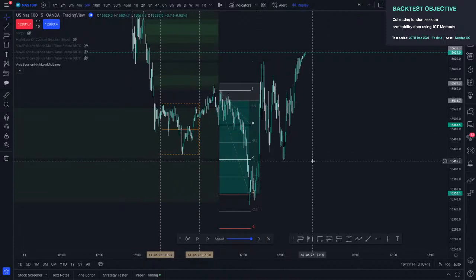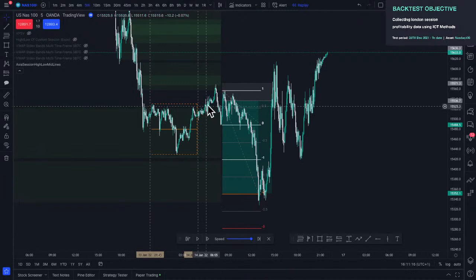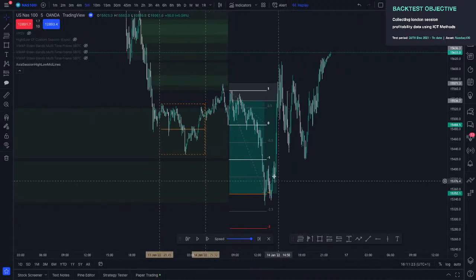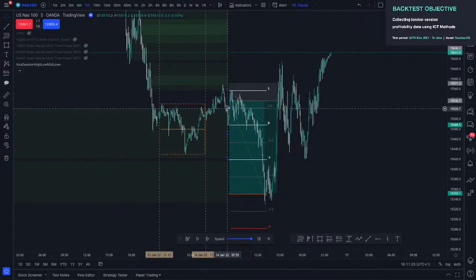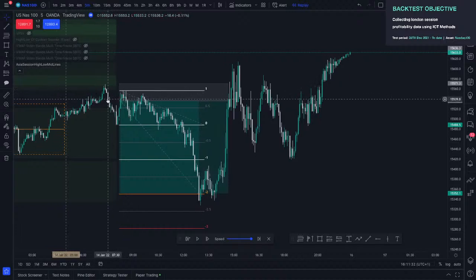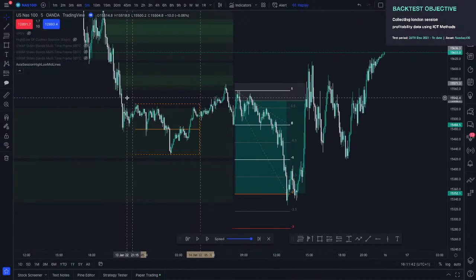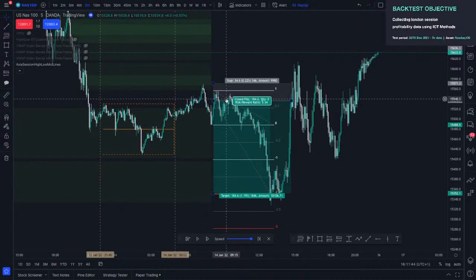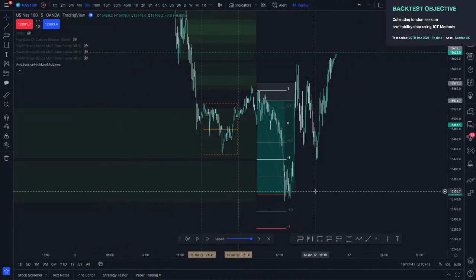I need to print out this example, this Judas swing. I thought the bullish move was the Judas swing, but it just so happened that the bearish move was the actual Judas swing. So that is very interesting. 730 was here. It's quite evident because 730 hasn't been taken out, so I should have expected that. That's why it happened here.